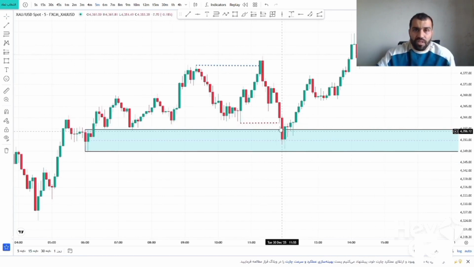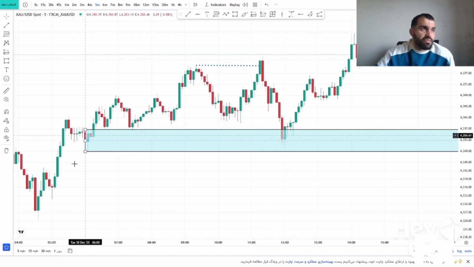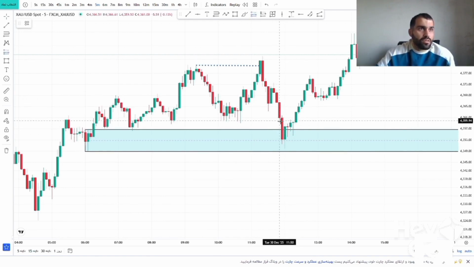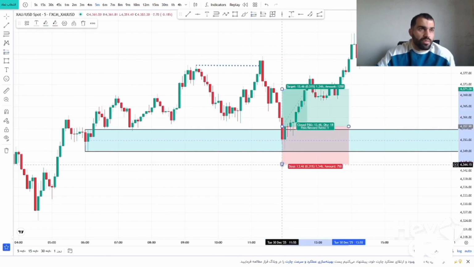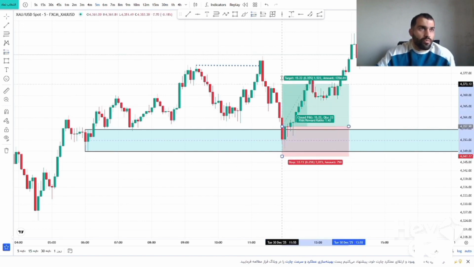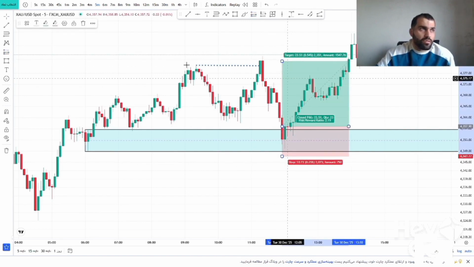We considered it as a pullback gathering point, which was actually a proper formation, but since the trend was bullish, we took a risk here, and based on the reaction we saw here with this candle, we entered a buy position. Here we set a buy position with this stop and this target, which gave us a risk-reward ratio of about 2.19.